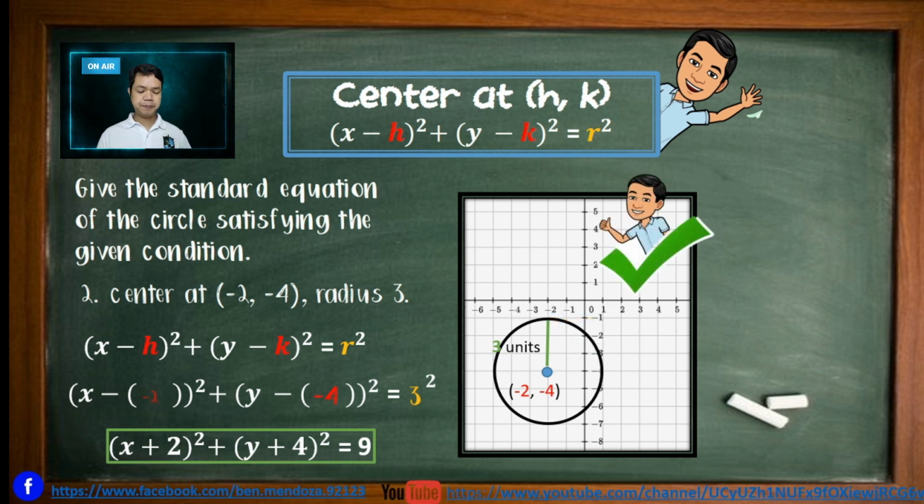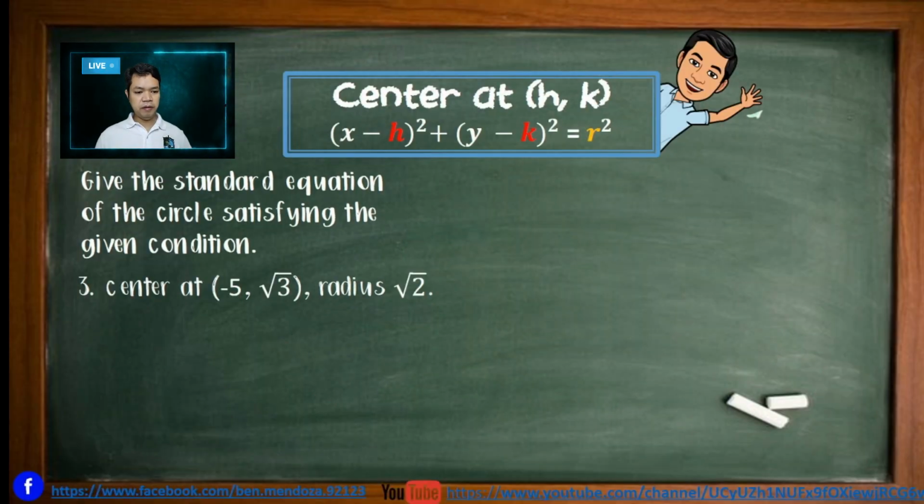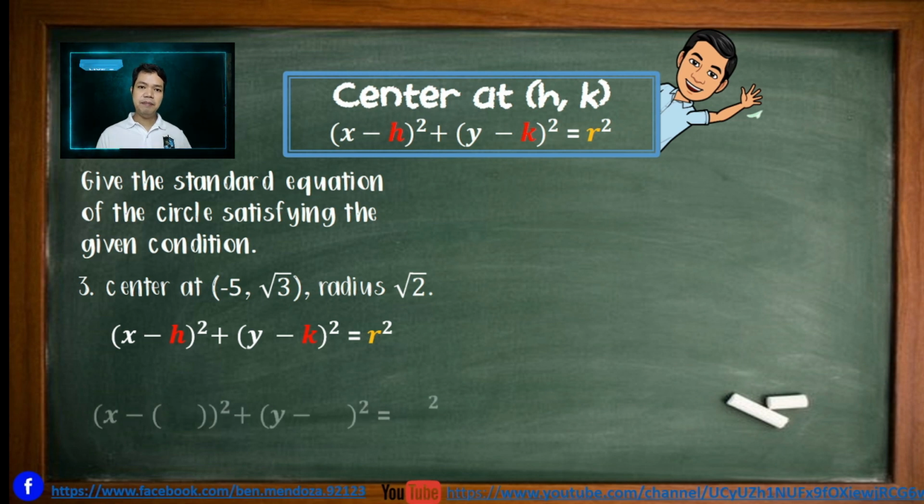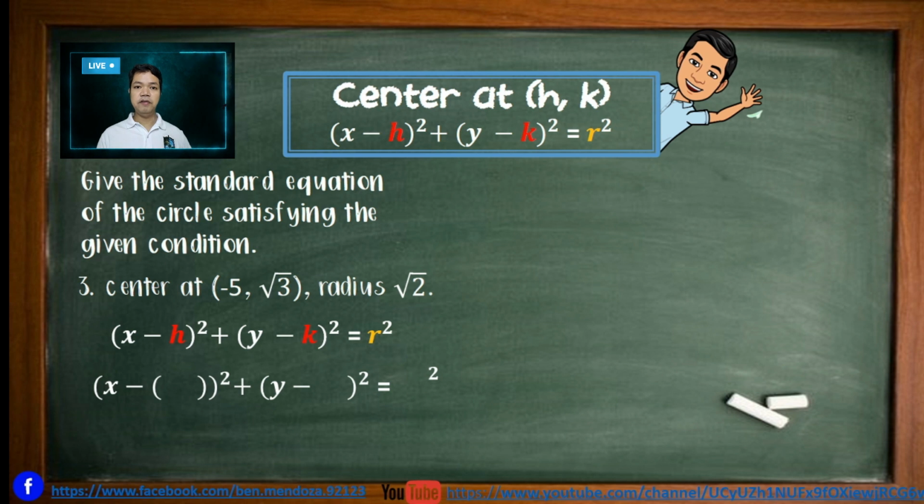Okay, next example. Example number 3. Give the standard equation of the circle satisfying the given condition. Center is now at the point (−5, √3) and the radius length is √2 units. We use the formula for the center at (h, k) in standard form. We identify the value of the center, (h, k), and the radius of √2 units. So now, what will be the value of h? h is −5, while k is √3. Then the radius has a length of √2 units.